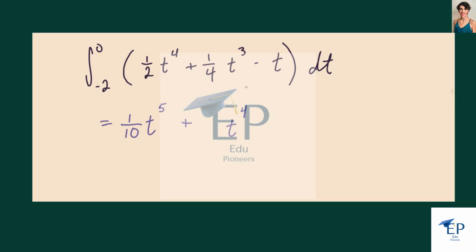So add 1 to your exponent and then do 1/4 times 1/4, 1/16. Add 1 to your exponent and then multiply by the reciprocal of your new exponent. And that's going from -2 to 0.